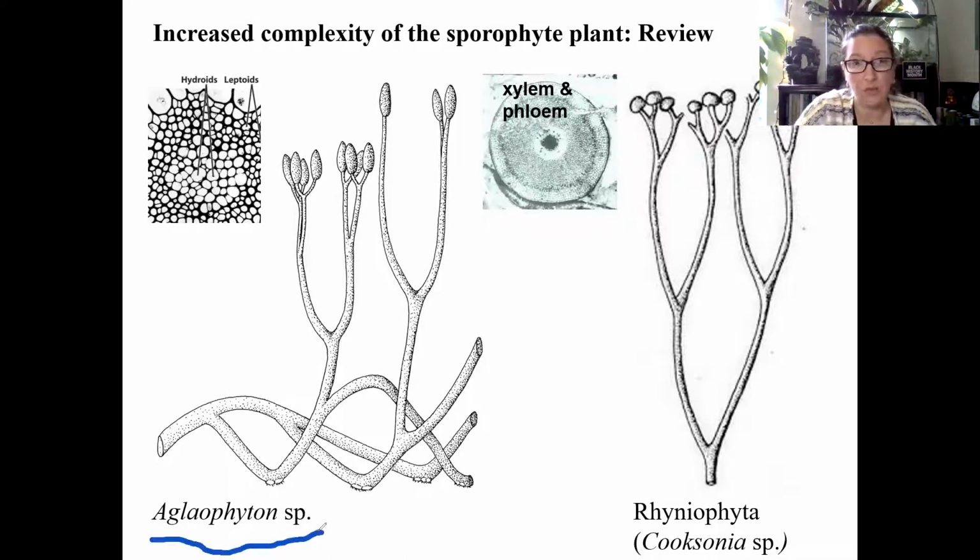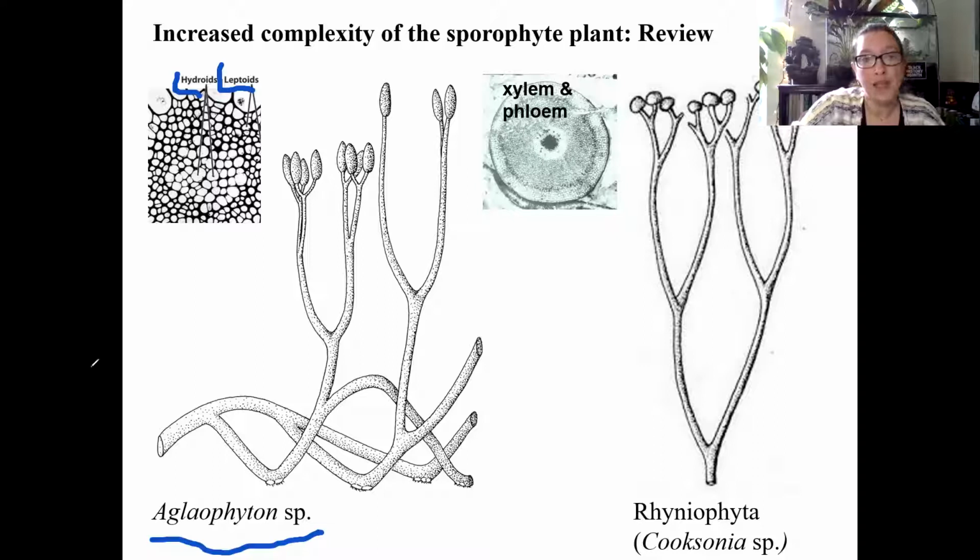We saw Aglaophyton, which is that intermediate plant. So it's not non-vascular, but it's not quite vascular either. It's kind of an intermediate. It's like making its way towards becoming vascular. We see the return of these terms hydroids and leptoids, which are going to be in the stem. And we did learn during the moss lecture that hydroids and leptoids serve the purpose of a xylem and phloem. They're just way less efficient, but they're still better than not having anything at all.